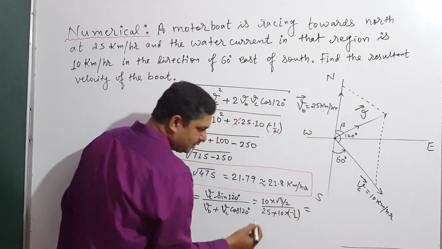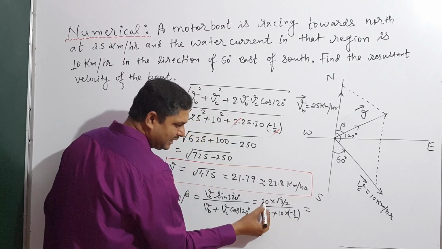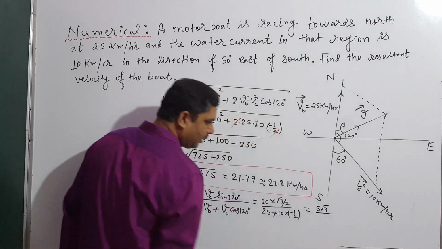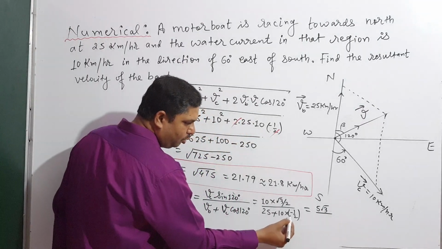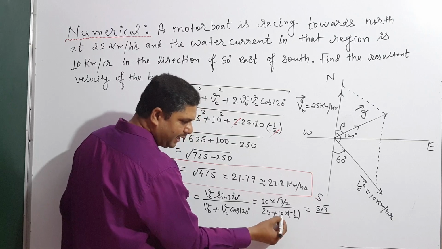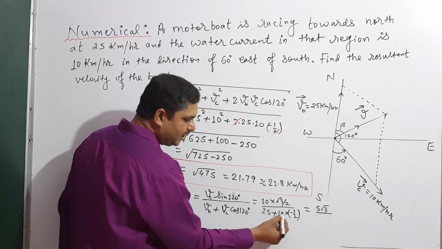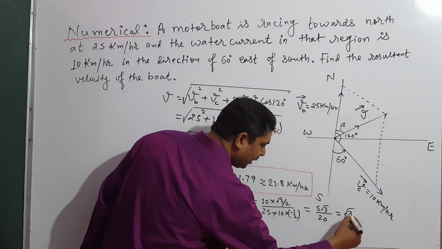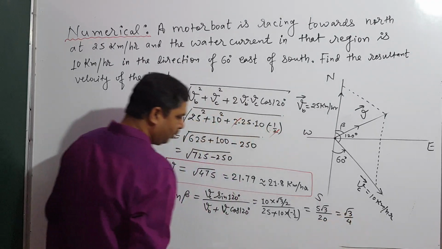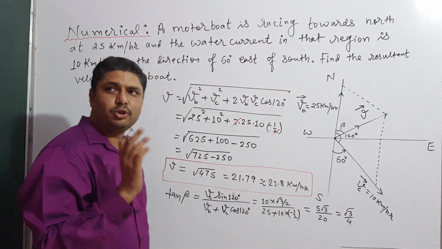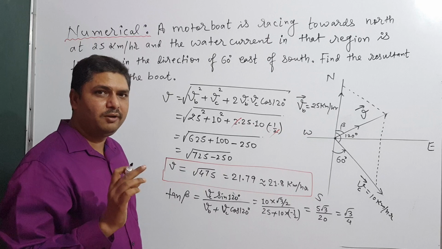So I am solving this. Cancel out this 2 with this 10, you have 5 root 3. This 2 with this 10, you have here minus 5. 25 minus 5 is 20. So you have root 3 upon 4. So tan beta is root 3 upon 4, which is equal to 0.433.